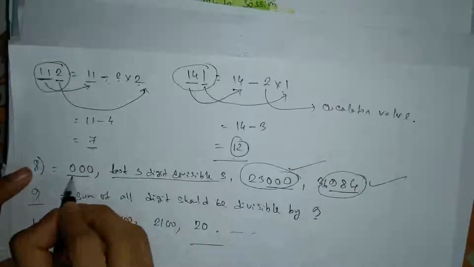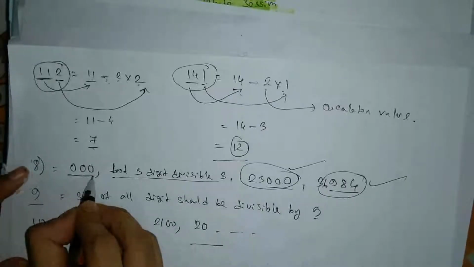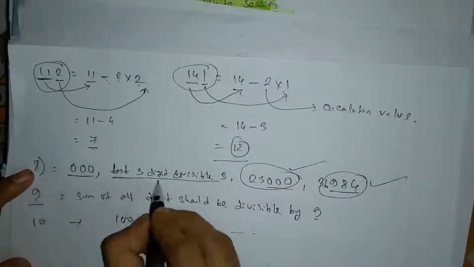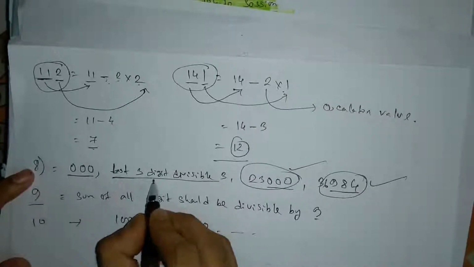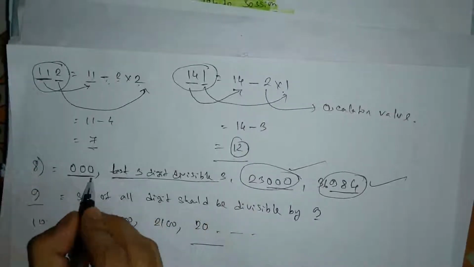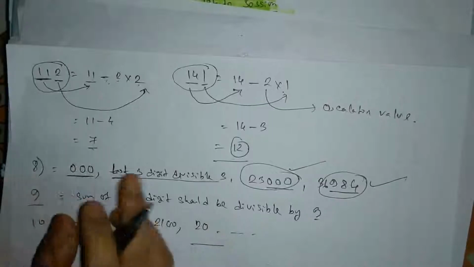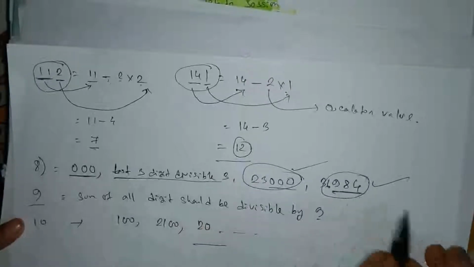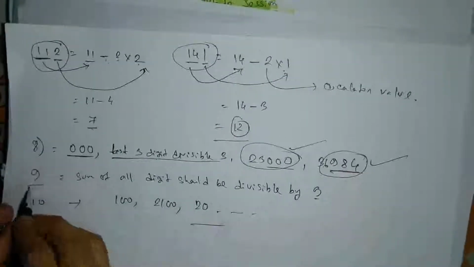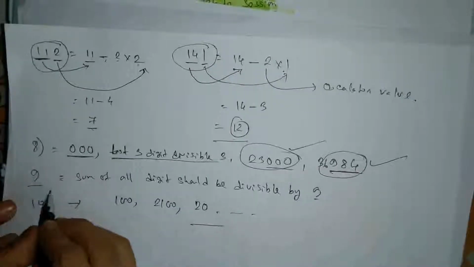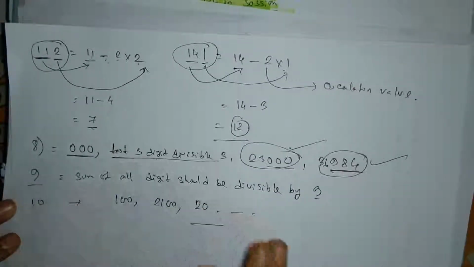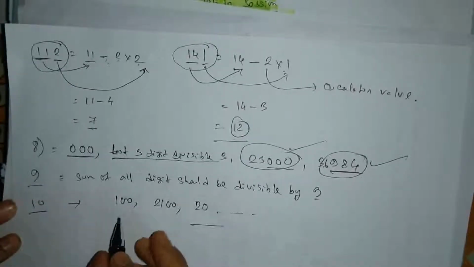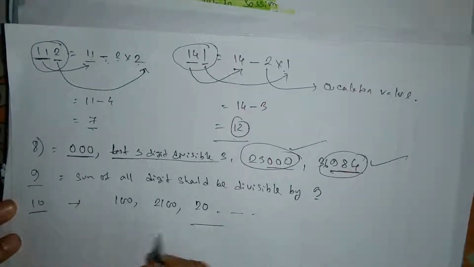In case of 8, if the last 3 digits are divisible by 8, then the number will be divisible by 8, or if the last 3 digits are 0, then the number will be divisible by 8. In case of 9, if the sum of all digits of a number is divisible by 9, then the whole number will be divisible by 9. And 10 is most simple: if there is a 0 in the last digit of any number, then it will be divisible by 10.